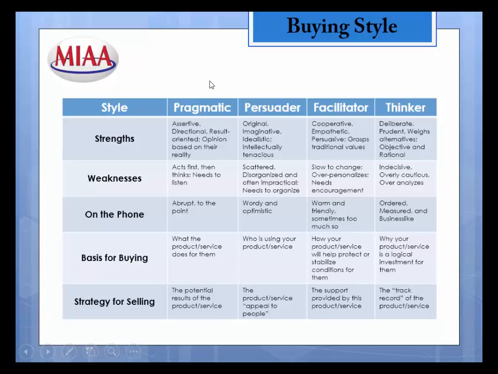Pragmatics. I'm going to use a very extreme example of each of these to illustrate. A pragmatic would be like Donald Trump. Very direct, very opinionated, very to the point, very assertive. They don't want to be bogged down in details. They don't really care as much about team playing. They care a lot more about the task at hand. So you wouldn't want to try to sell a pragmatic on a bunch of details and graphs and charts.